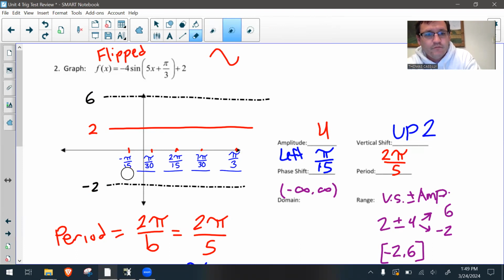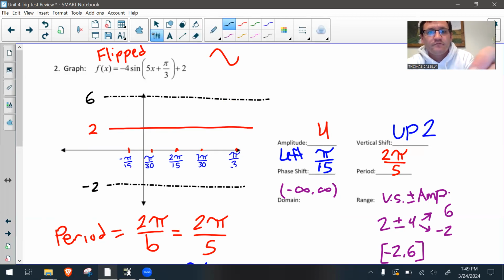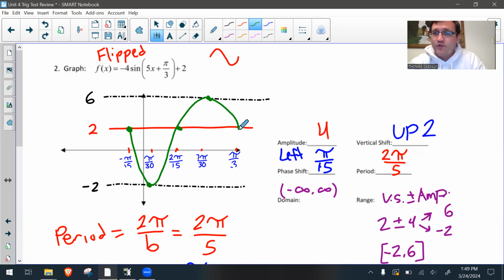And then since it's a negative sine, we know it starts at that midline. It bottoms out at negative 2, passes through the midline again, goes up to 6, and then comes back down to finish off at the midline. So this is what our graph looks like. And there we have it.